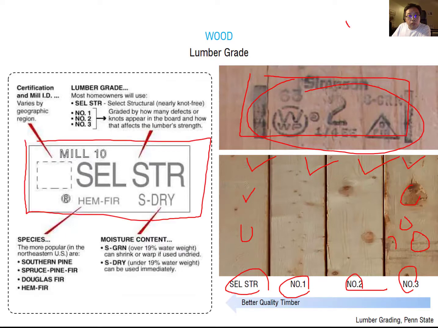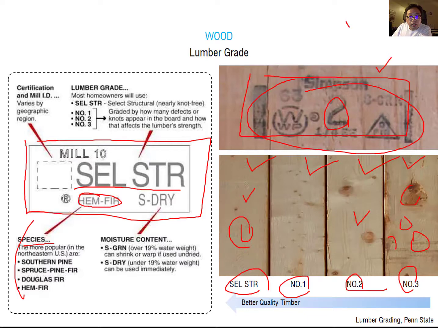First, you can find your lumber grade. It says number 2, which is the grade used for this timber product. But it also says SEL STR, which is the best quality timber in use. Okay. Next, you can find the species, which is hem-fir for this product. It's made of hem-fir, and this represents the species.